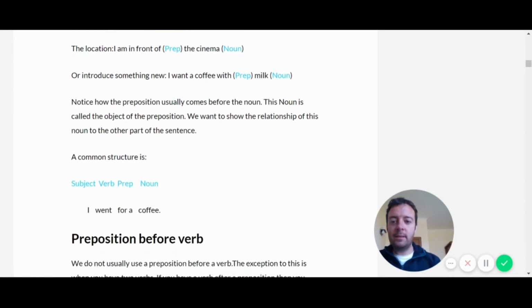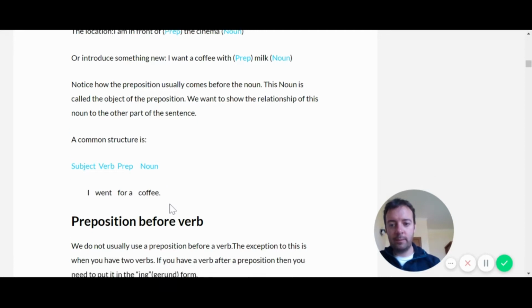Okay, and notice how the preposition usually comes before the noun. The noun is called the object of the preposition. So this milk is the object of this preposition. And we want to show the relationship of this noun, the milk, to the other part of the sentence, okay? And this common structure: subject, verb, preposition, noun. I went for a coffee, okay? And that's a common structure in English.